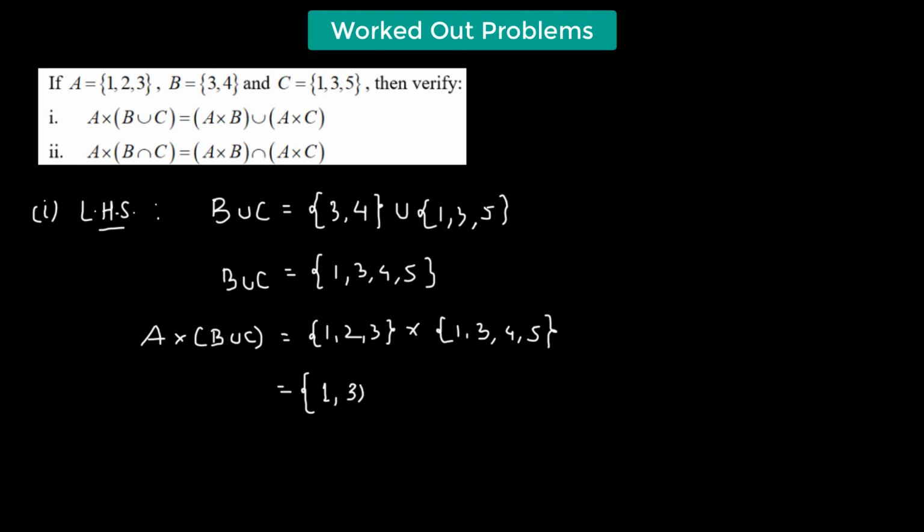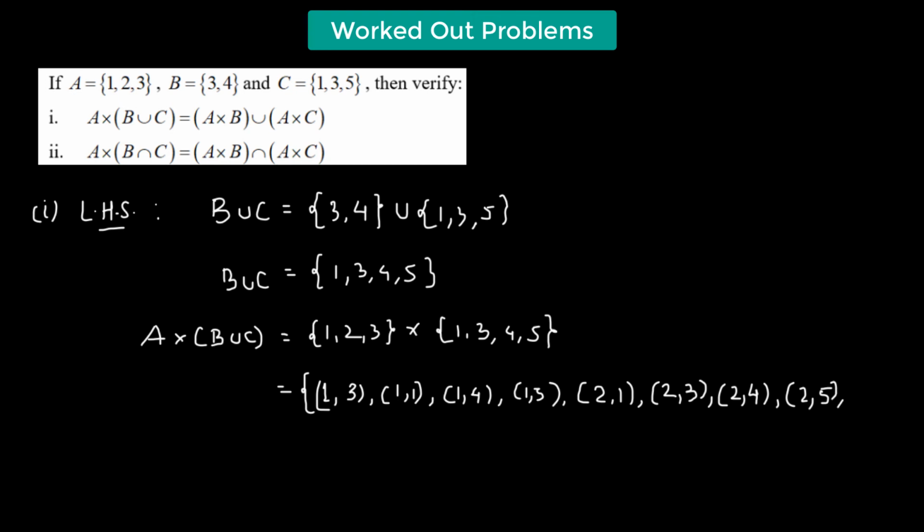So we have (1, 3), (1, 1), (1, 4), (1, 5). So this is over. Now we go to the second element of set A, which is 2, and then one by one pick up all the elements from the second set. So we have (2, 1), (2, 3), (2, 4), (2, 5).